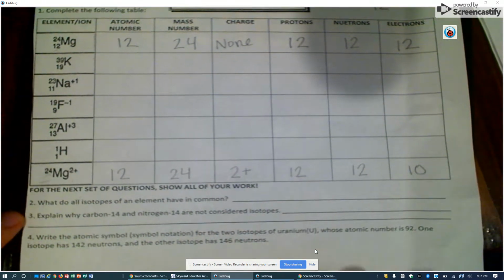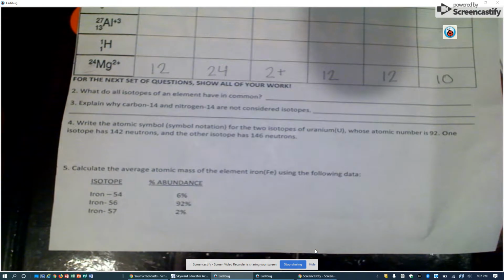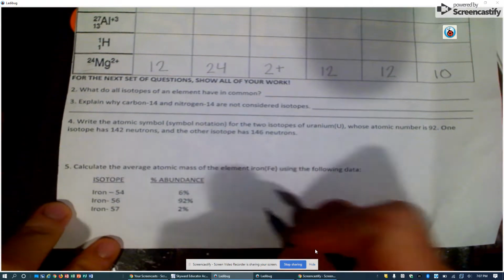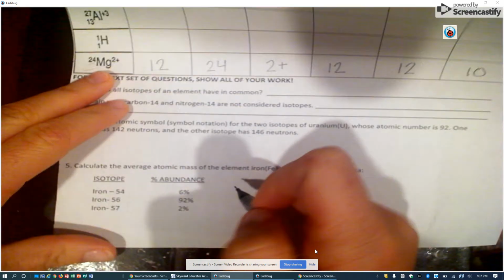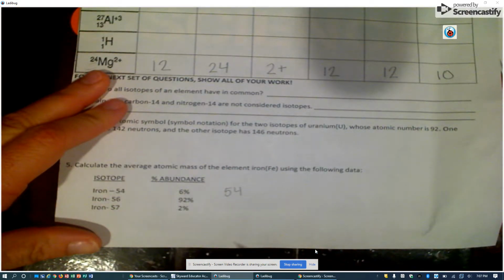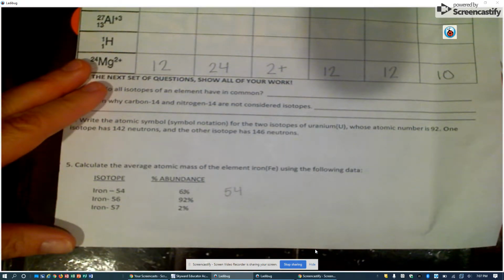You're going to answer 2, 3, and 4 on your own, but let's try out number 5 together. So this is an example from the video. So we have iron 54, so we know it has a mass number of 54. So let's go ahead and write 54, and we know we find it at a 6% ratio. So remember, when we want to find our average atomic mass, we have to turn this percent into a decimal. So we move the decimal to the left 2 times. So that turns into 0.06.